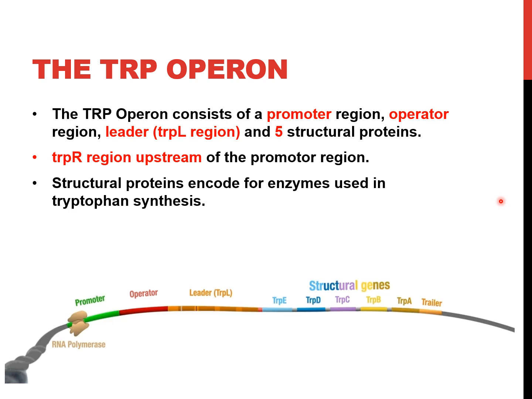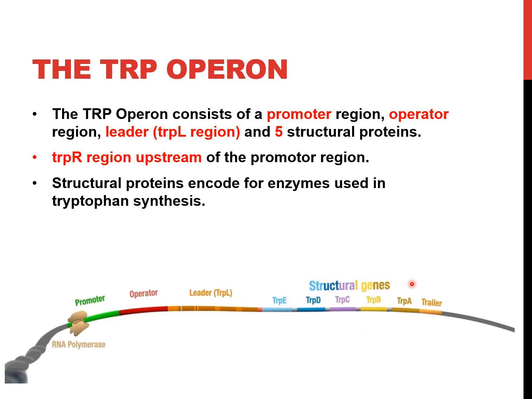So the TRP Operon, here we are. We're looking at the main picture of it here. All right, it consists of a few different things. So firstly, you have your RNA polymerase. That's obviously going to what? You should be able to answer this by now. Correct. Transcribe the genes. Okay, and that's sitting on the promoter region. Okay, you also have this operator region, which is important. You have the leader region, TRPL, and that comes into play when we look at attenuation. All right, right now we're just looking at repression. And then we have the structural genes.